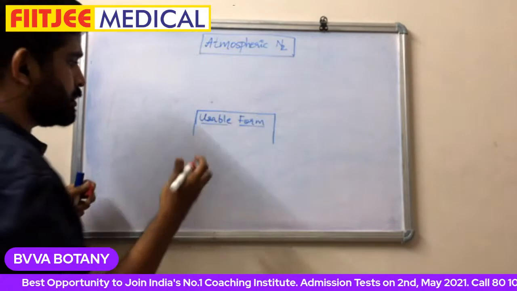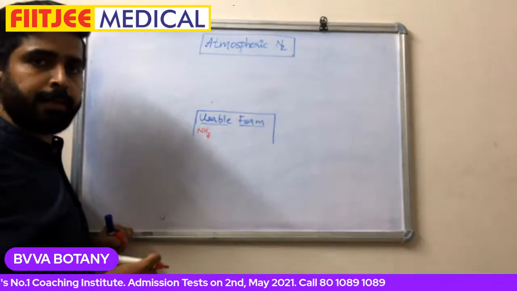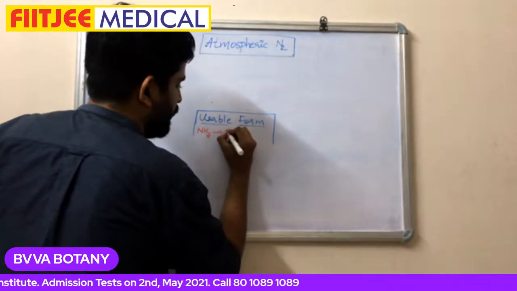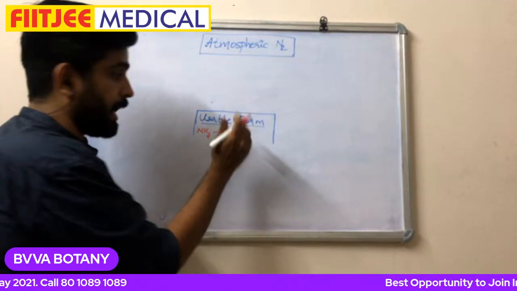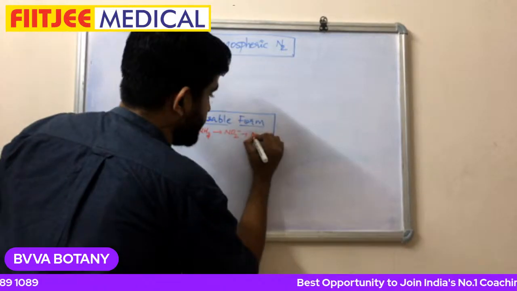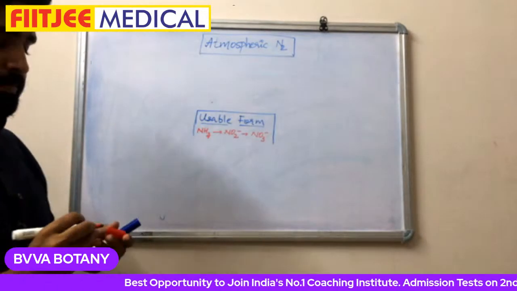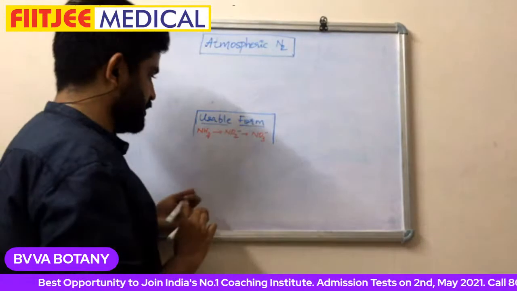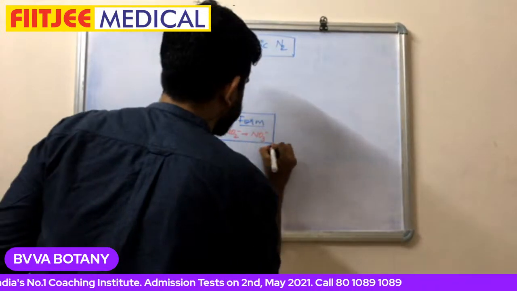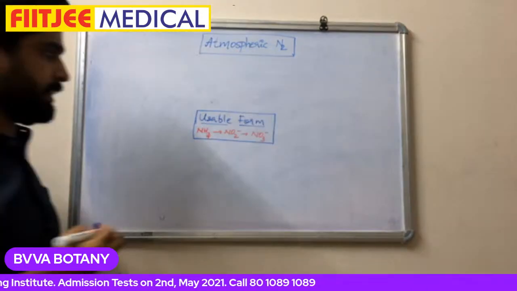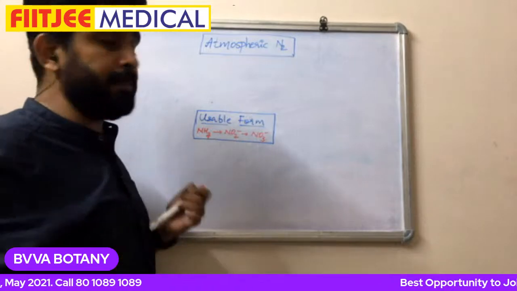We will leave out the name for now, or we will take up the usable form. So the usable form can be ammonia, but ammonia as such is not taken by the plants. So the ammonia will be converted into nitrite. NO2 is nitrite, and from nitrite it is converted further into nitrate. So before that, the atmospheric nitrogen is converted into the usable form by three methods.